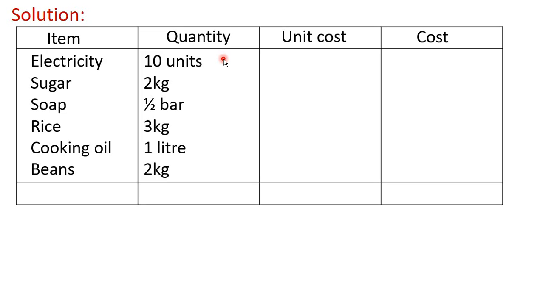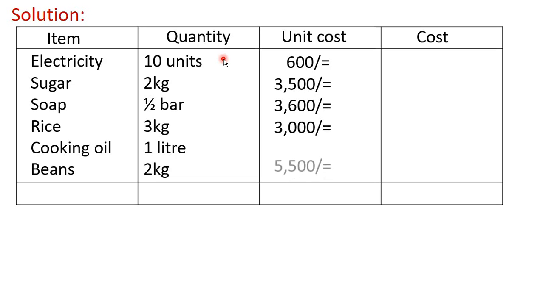Then let us look at the unit cost. For electricity, unit cost is 600 shillings. And then sugar is 3,500 shillings. And then the soap is 3,600 shillings. Rice is 3,000. Cooking oil is 5,500 per liter. And then the beans is 2,500 per kilogram.